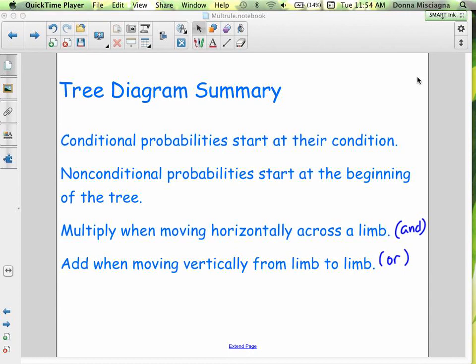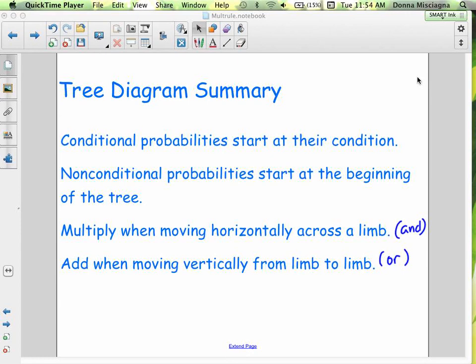So here's a little background on tree diagrams. First, conditional probabilities start at their condition. Right? And that means the end. And we'll take a look at what that looks like. It makes a lot more sense when we look at a problem. Non-conditional probabilities start at the beginning of the tree.